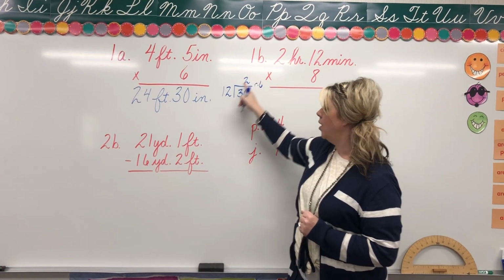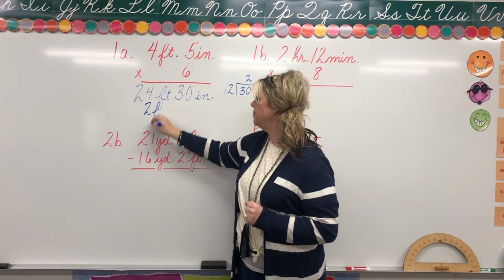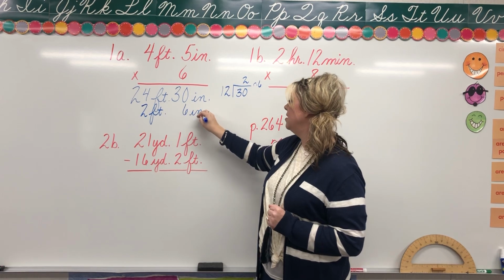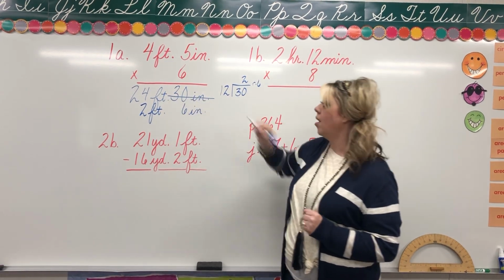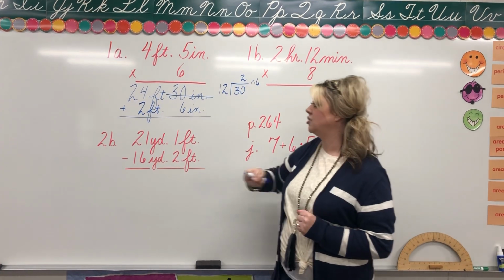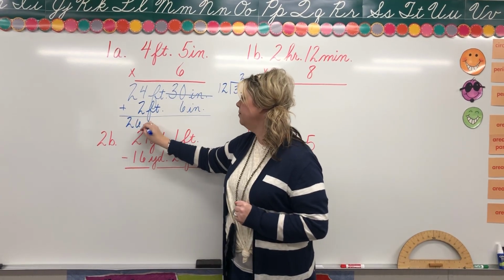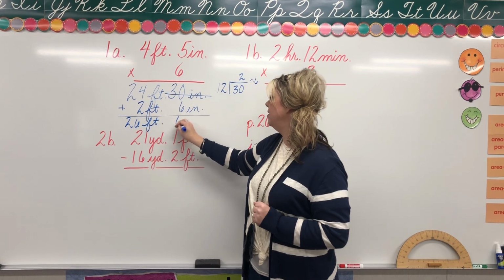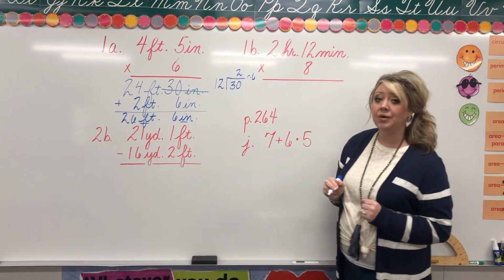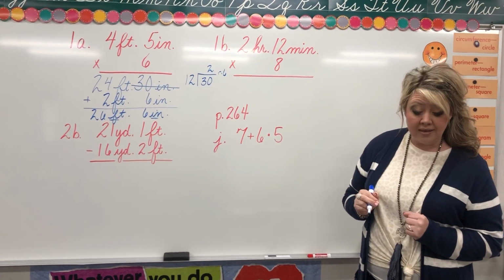Bring this 2 and add it to our feet. And then we're going to add the 6 inches over on this side. Be sure to mark them out there, so we've already simplified. Our final step is to add 24 plus 2 is 26 feet and 6 inches. Again, be sure you have those units of measure with your answer. Let's try the next one.